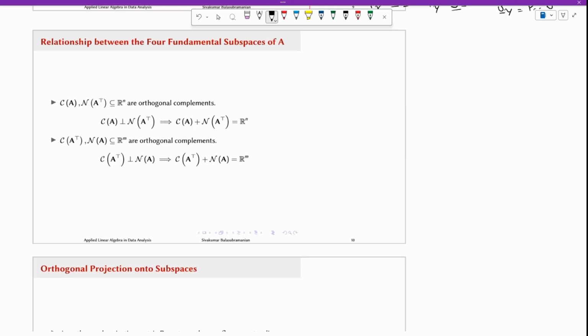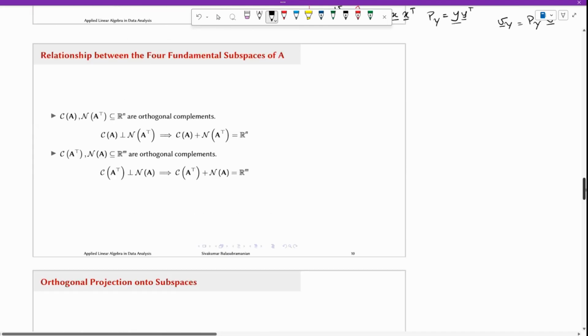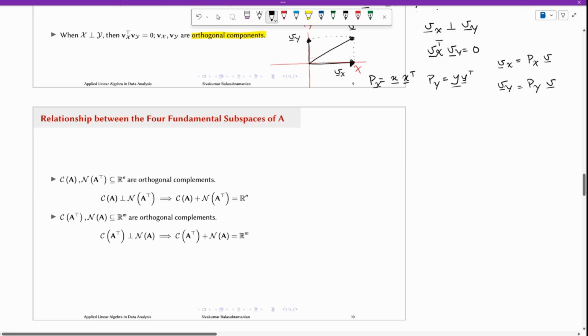Okay. Now we go back to the four fundamental subspaces. If you remember the four, what are the four fundamental subspaces? Yes. So the column space of A, the row space of A, null space of A, left null space of A. Okay?